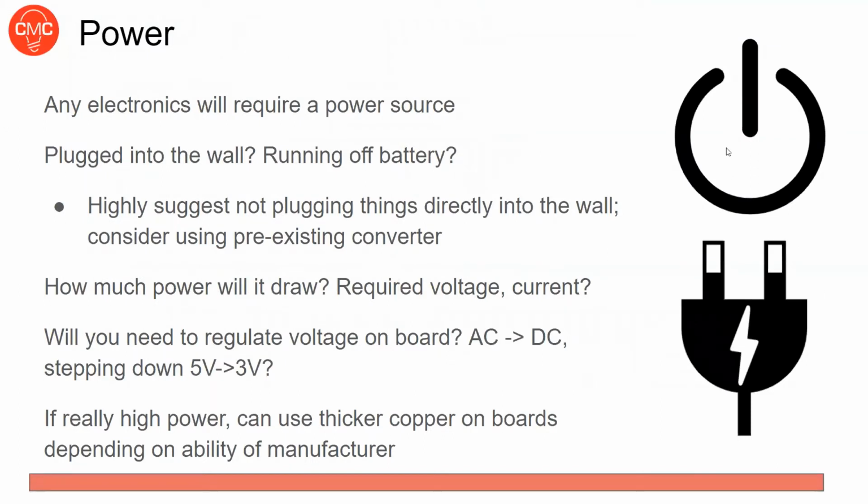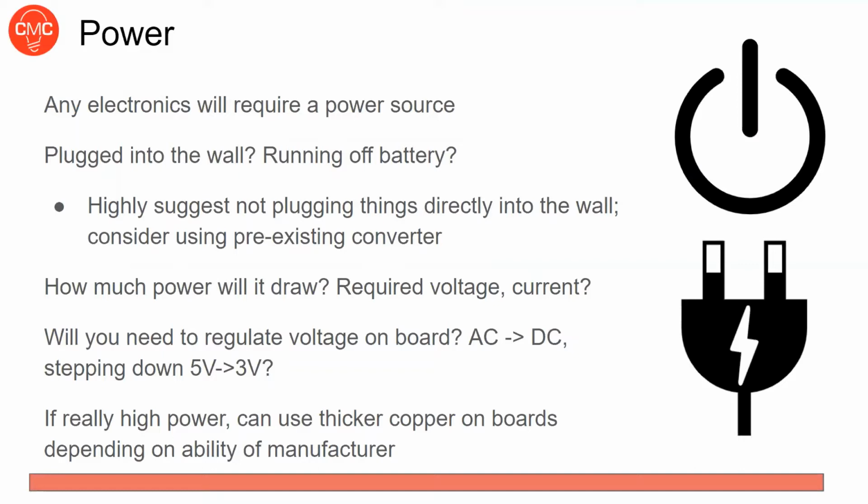First things first, something to consider is power. Any electronics you have will require a power source. Is it going to be plugged into the wall? Is it going to be running off a battery? Are you going to have some kind of charging? I would highly suggest not plugging things directly into the wall, and using a converter. Use some kind of converter to convert to a lower DC voltage.